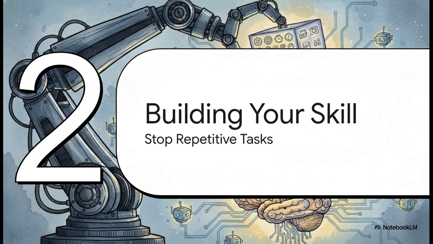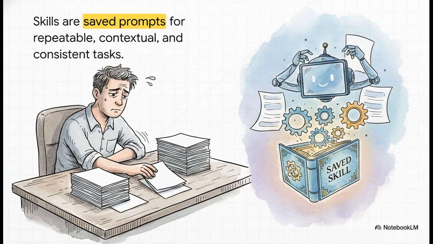Moving right along to Section 2, building your first skill. Time for the heavy lifting, honey. Let's stop doing those repetitive tasks and build a custom action instead. Let's define exactly how we automate this busy work. Basically, skills are saved prompts meant for repeatable, contextual, and consistent tasks. The golden rule here from our source material is this.